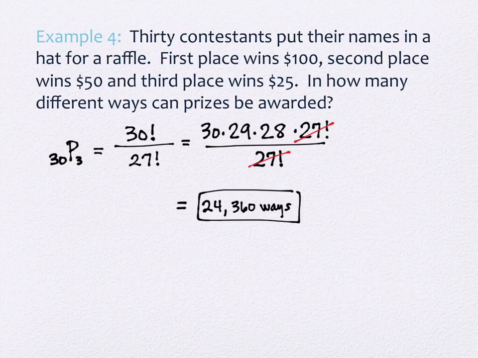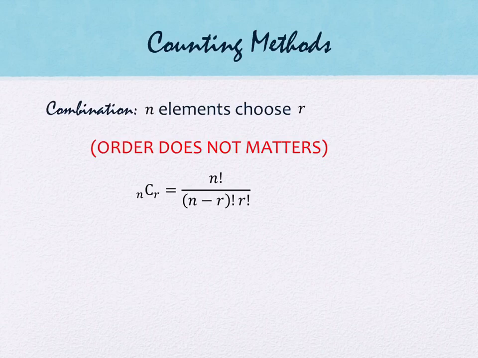Now, in some of those ways, it's the same 3 people, right? They're just a different ordering of prizes. But in some of those ways, of course, none of those people are winning as well. Those are all of the different ways that the winners could be selected. Now, in a combination, the order doesn't matter.